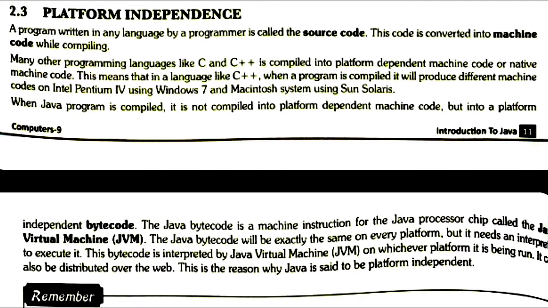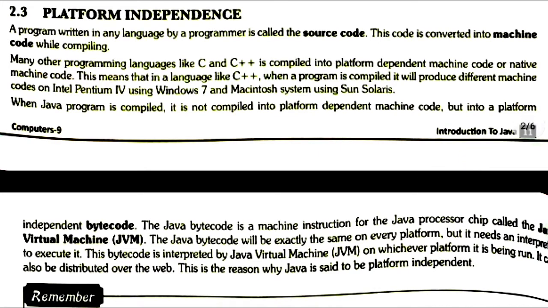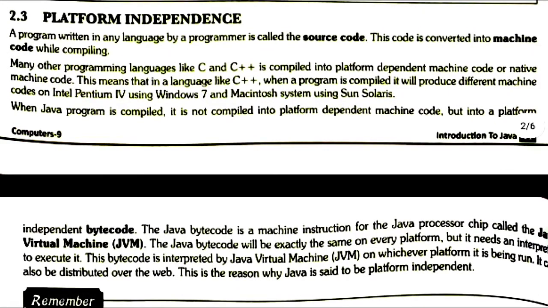What is the meaning of a program? A program is the source code written by a programmer. The source code is converted into machine code after compilation, and after that it can run on the platform. There are other languages like C and C++. When they are compiled, they create code which is machine dependent. So you need to make a separate program for other platforms in C and C++, but in Java you can run the same program on all the platforms.